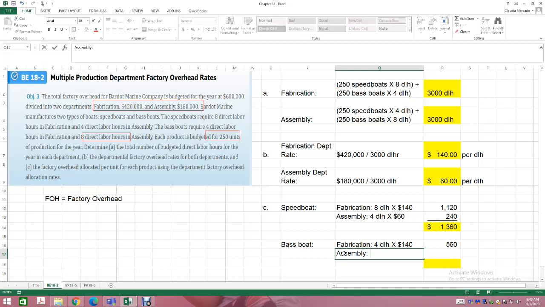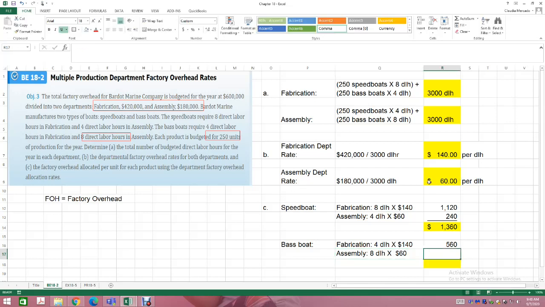Okay, and for the assembly, for the bass boat, there are 8 hours in the assembly department. So we have 8 direct labor hours times my rate for assembly, which is $60. So that's going to be 8 times 60. That'll be $480. Okay, so that is going to give me $1,040.